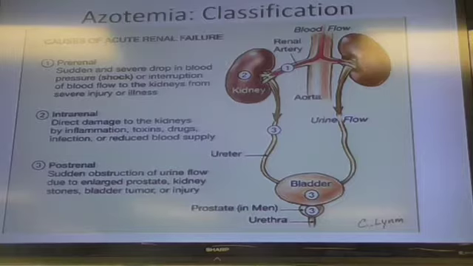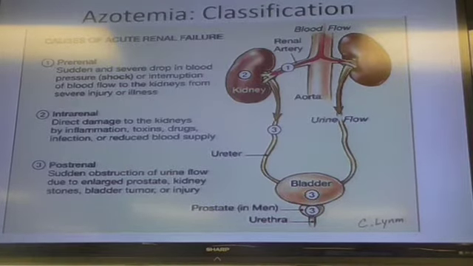If your dog has an elevation of BUN and creatinine, you don't know if the kidney is failing or not. You can just think immediately, is it pre-renal, renal, or post-renal? That should be a knee-jerk reflex. Too many times we see an elevated BUN and creatinine, oh, renal failure. Not true. Okay?